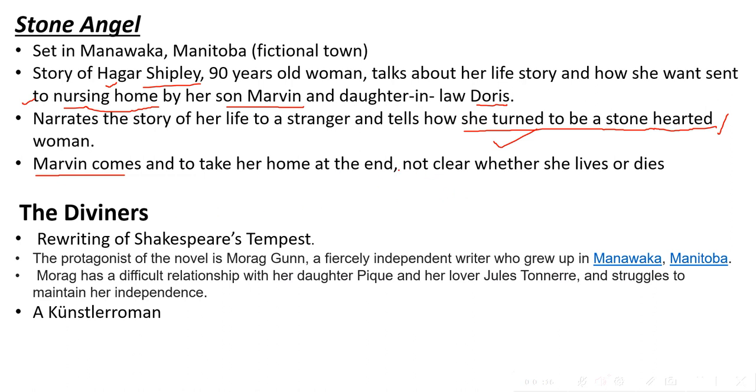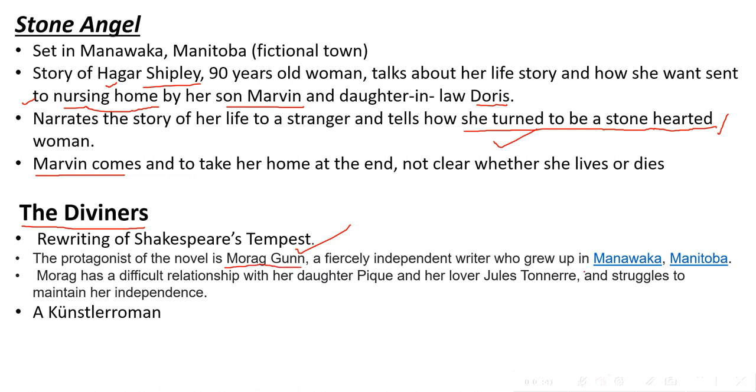So that's the story which is telling about the women, and you can say it is a proto-feminist work. It is talking about the women and their existential crisis. Okay, the next work is Diviners, which is the rewriting of Shakespeare's Tempest. The protagonist here is Morag Gunn, who is a very fiercely independent writer.